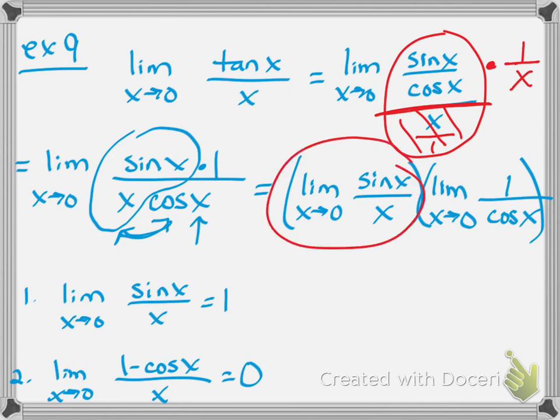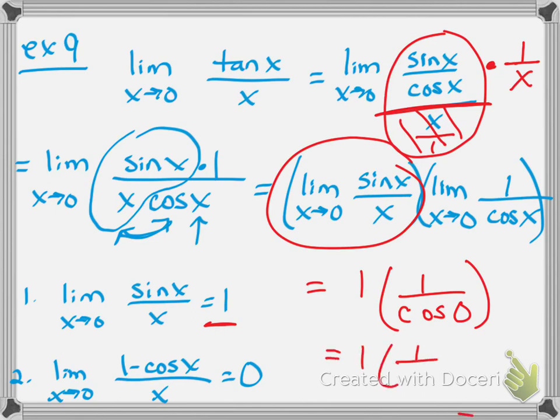This is our rule. By definition, that's equal to 1. And this, I should be able to do direct substitution. So I can drop the limit and do 1 over cosine of 0. You can use your unit circle, you can use your calculator, but whatever way you decide to work this out, cosine of 0 is 1, and 1 times 1 is 1.